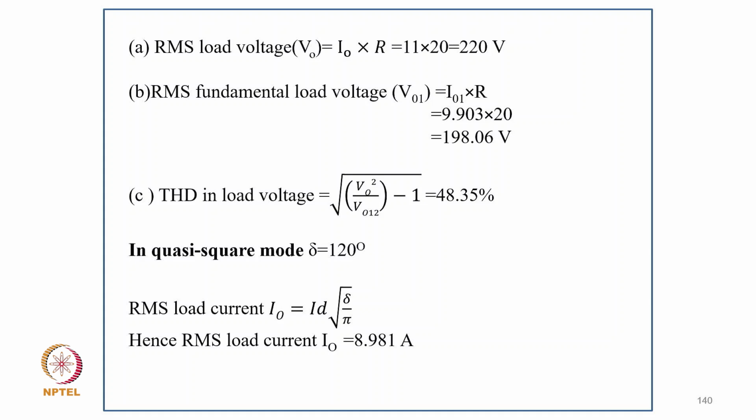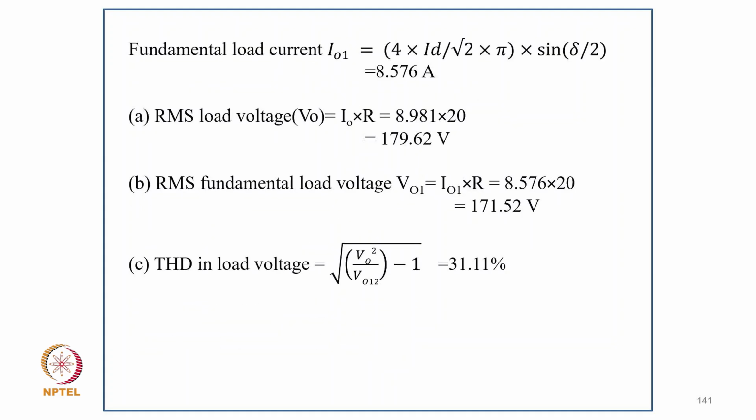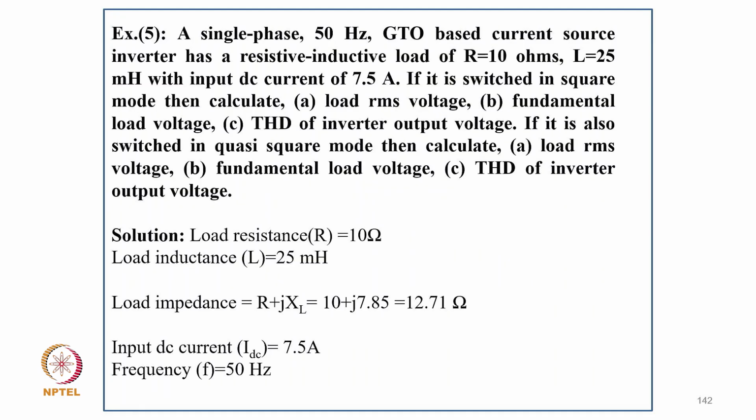And quasi square with delta equal to 120. The load RMS current is I0 equal to ID under root delta by pi, so it comes to 8.981 ampere. The fundamental component is IO1 equal to 4 ID upon root 2 pi sin delta by 2, it comes to 8.576. The RMS load voltage is I0 into R, so it comes to 179.62 volt. The RMS fundamental VO1 is IO1 into R, that comes to 171.52. And the THD in voltage is root of (V upon VO1) squared minus 1, so it comes to 31.11%.